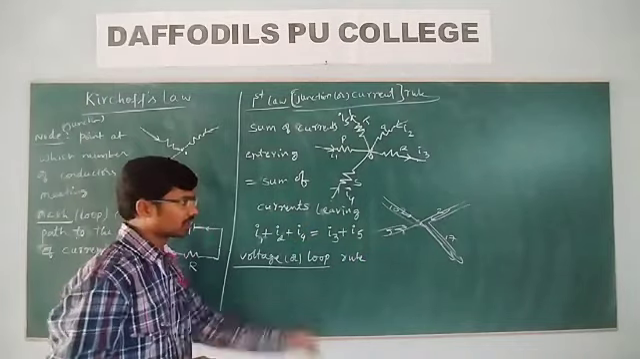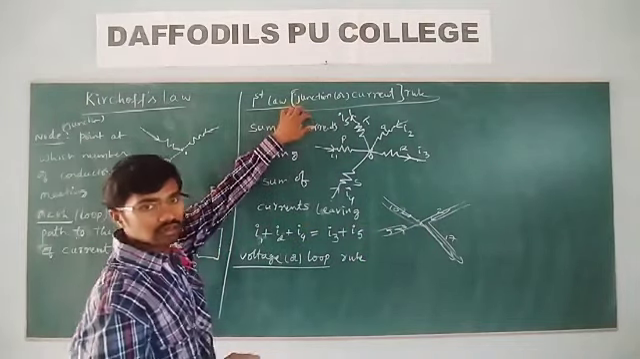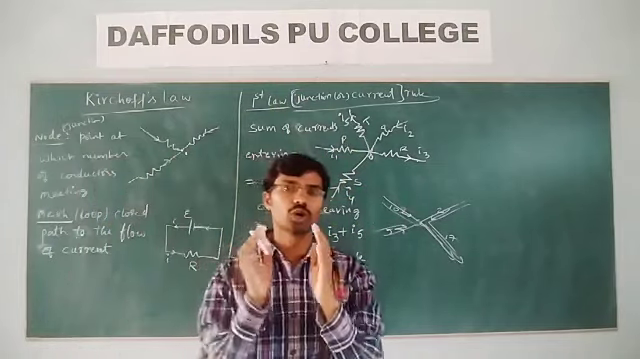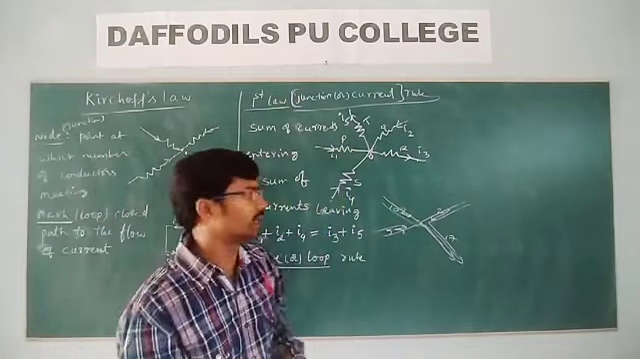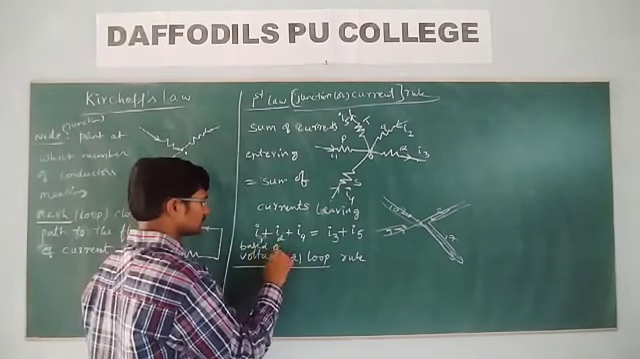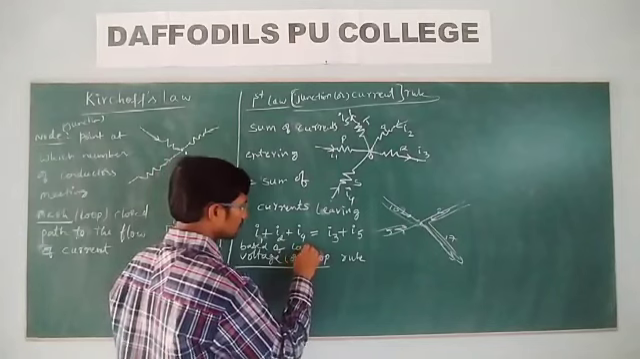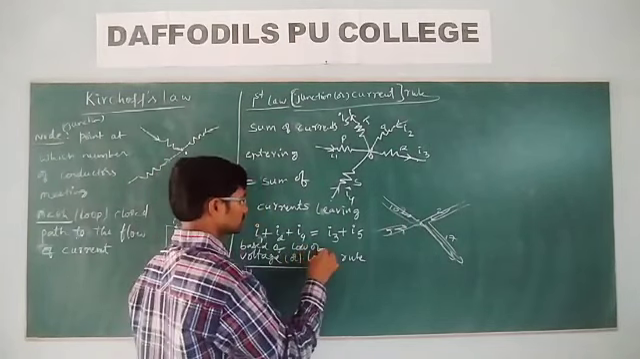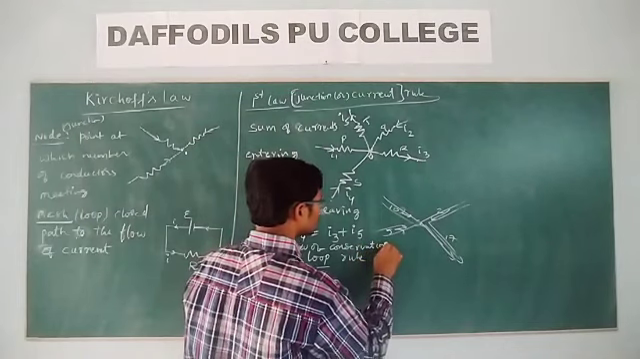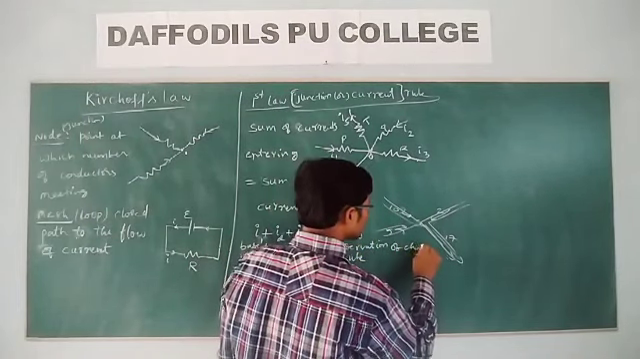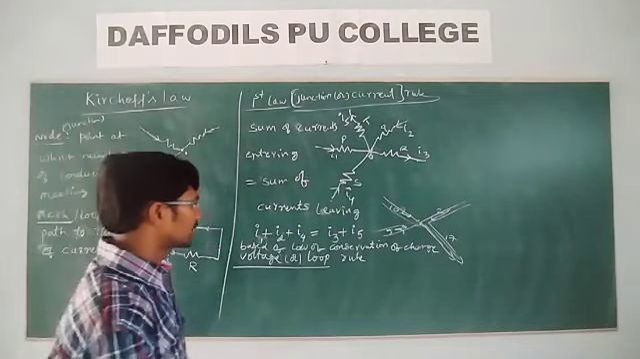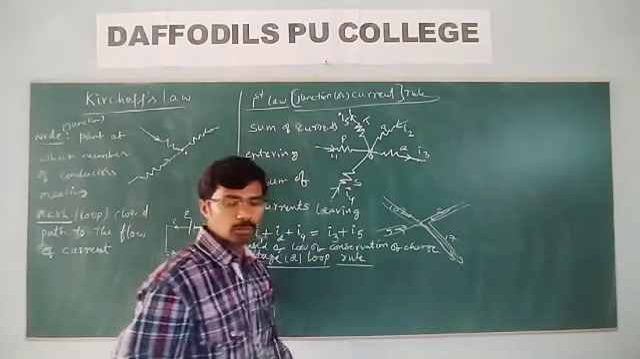And remember, the first law is based on conservation of charge. What do you mean by conservation of charge? The total charge remains constant. So it is based on the law of conservation of charge. Whereas the second is the voltage rule or loop rule.